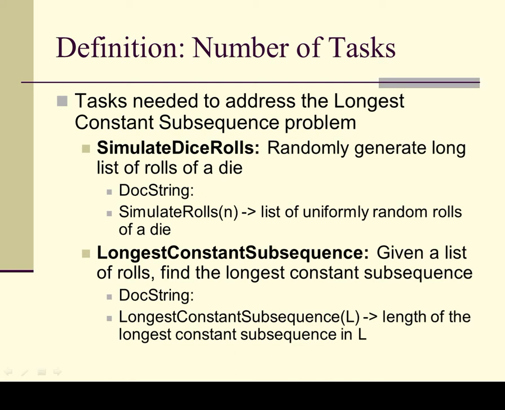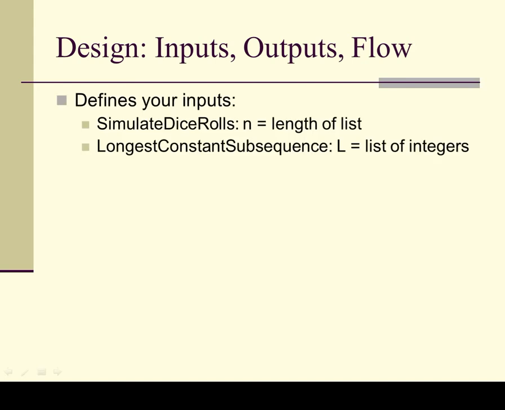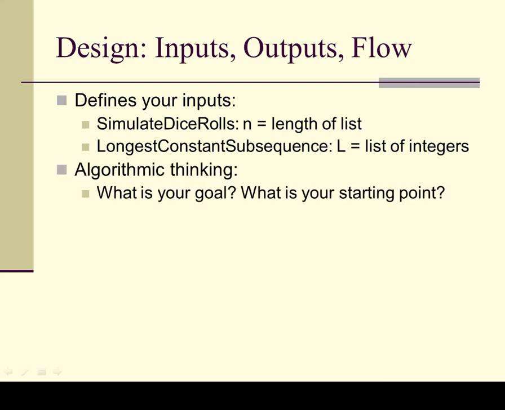So, now that we've talked about defining the problem, let's talk about the number of tasks. We're going to have to simulate dice rolls. We're going to have to generate this very long list, and then we're going to have something that actually finds the longest constant subsequence. So now we can design. So we have our tasks: we're going to simulate dice rolls and have a longest constant subsequence. We're going to have a list of integers to begin with for the longest constant subsequence, and we're going to have a length of the list for the simulated dice rolls.